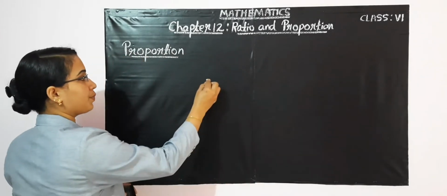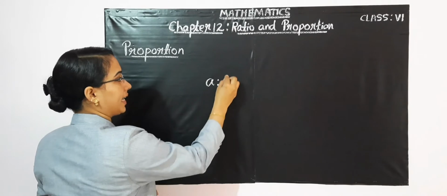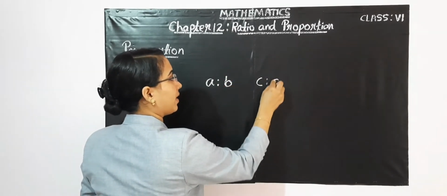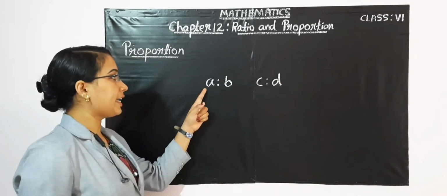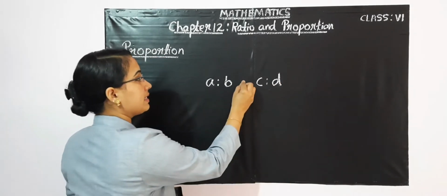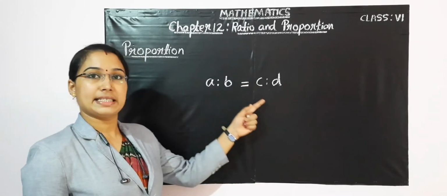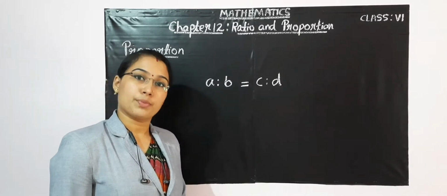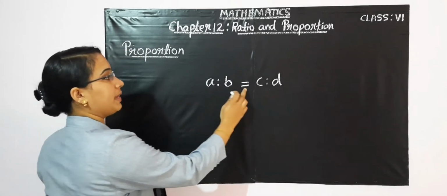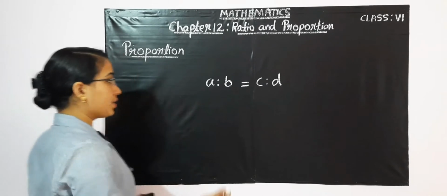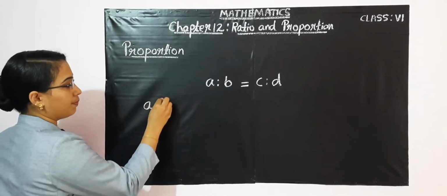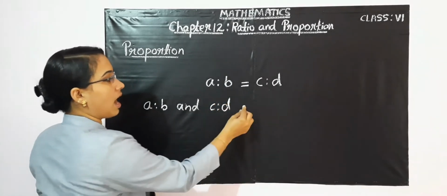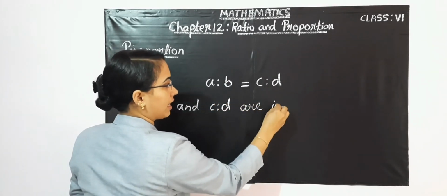Here A is to B is one ratio, and C is to D is another ratio. If A is to B equals C is to D, then we can say that A is to B and C is to D are in proportion. So here A is to B equals C is to D, so we can say that A is to B and C is to D are in proportion.